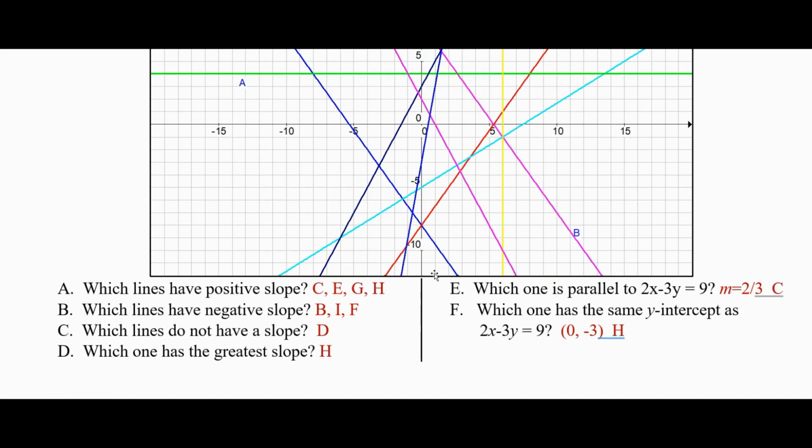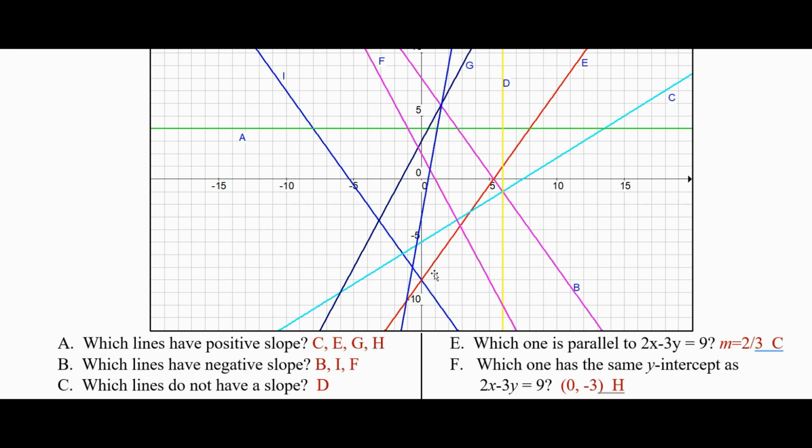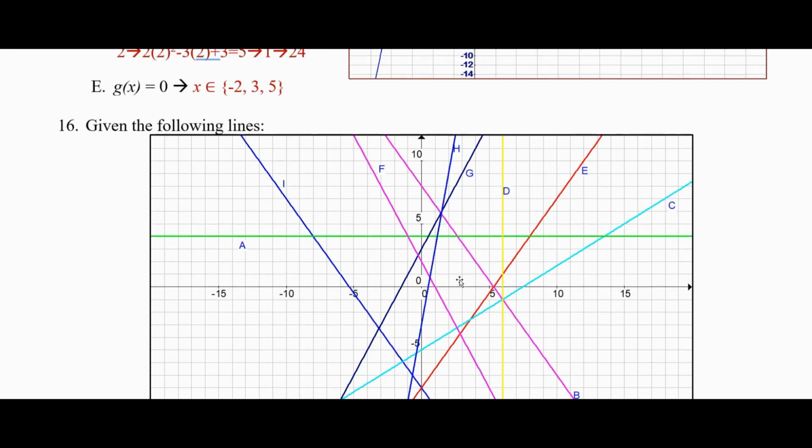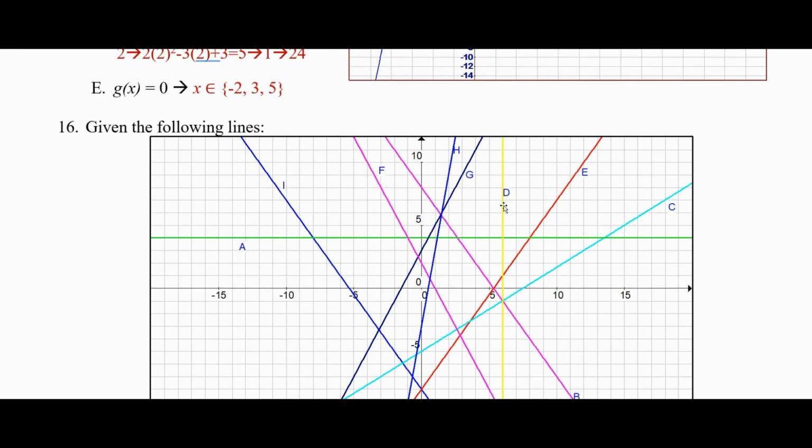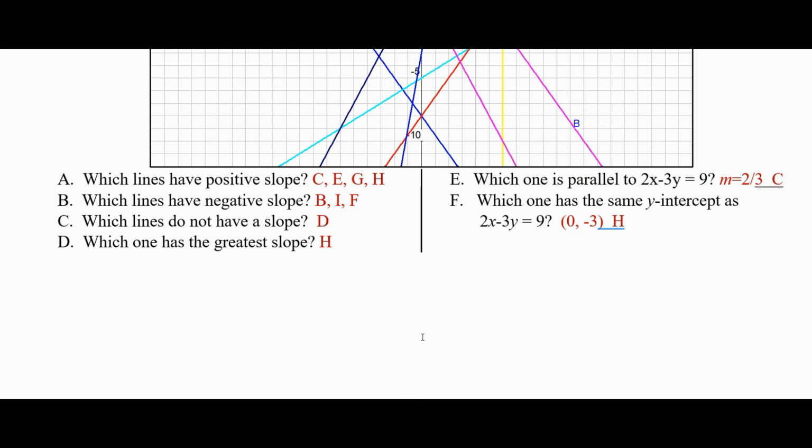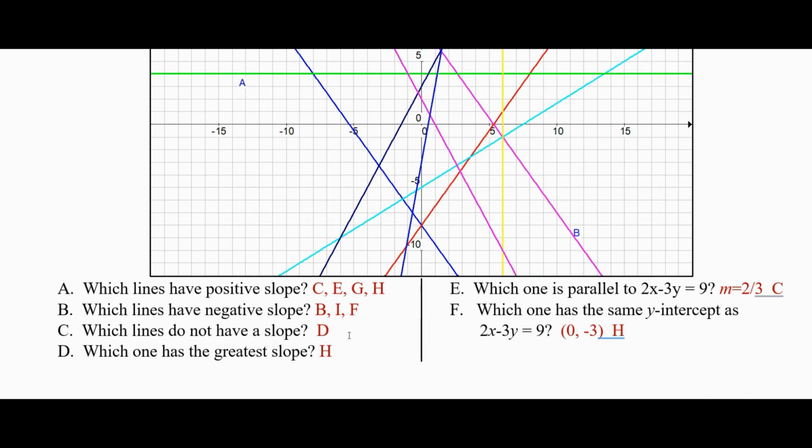Which one has the greatest slope? Well, certainly positives are greater than 0 or negatives. This one doesn't have a slope at all, so it's got to be one of the positive ones. It's either C, E, G, or H, and it'll be the steepest one of those, H. When you go to the right one, H goes up more than any of the others. So that'll be H. Notice I didn't actually have to figure out what the numbers of the slopes were for any of those questions, although I certainly could have.